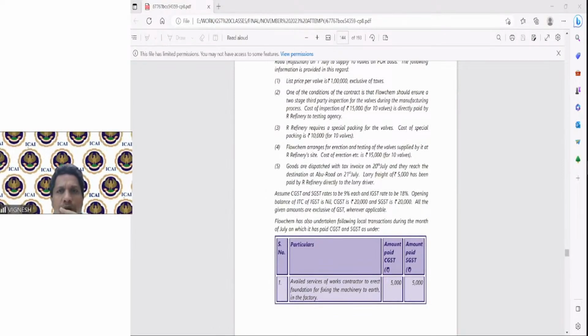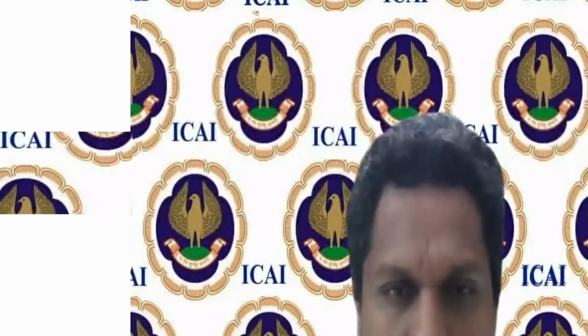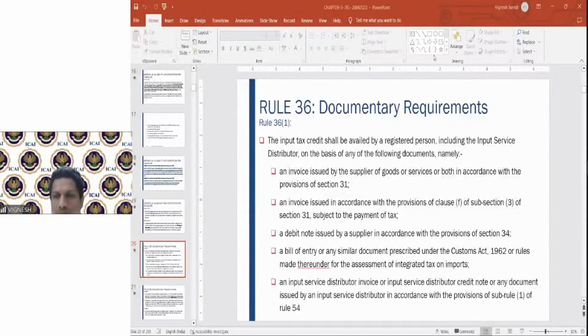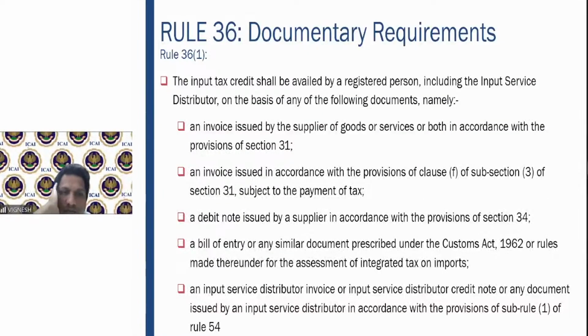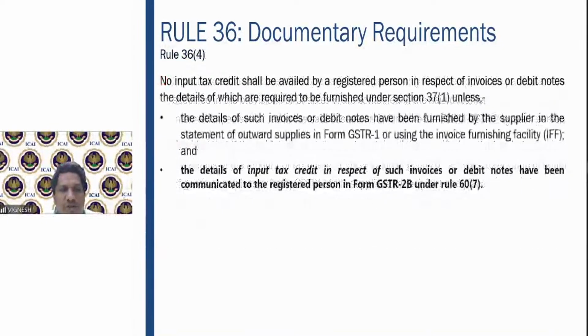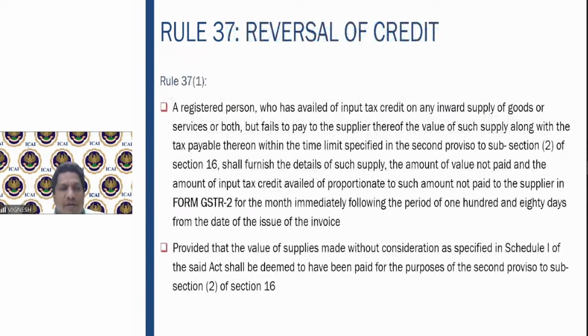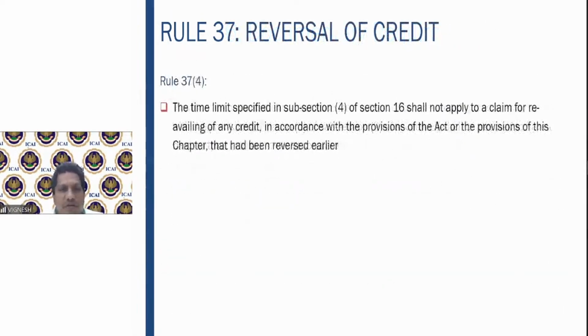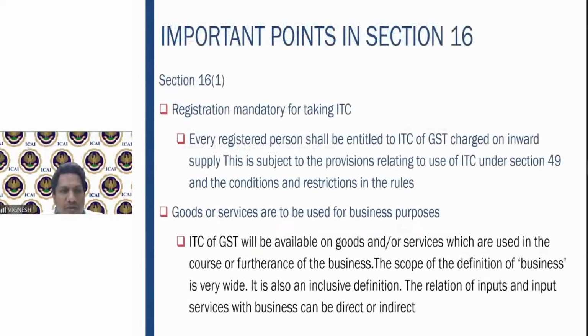Now we come back to our discussion of the ITC chapter so that we can go through this before we work out some other problems. As I told you, 36.1: document, invoice, debit note, bill of entry is the basis on which you can claim. As we already saw, reference to 36.2 has been removed. We already saw the amended rule 36.4, wherein the details of invoice have been furnished by the supplier in GSTR 1 and ITC has not been restricted. The 180 days concept in 37.1 we have also seen very clearly.